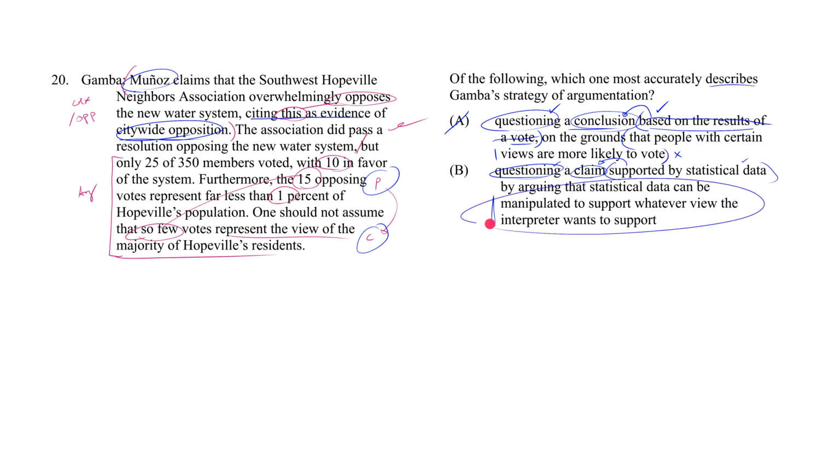Now, the rest of this, right? Is this how her premise works? Is she arguing that statistical data can be manipulated to support whatever the view interpreter wants to support? Oh, but you can just manipulate data in this way and it'll support the opposite conclusion.